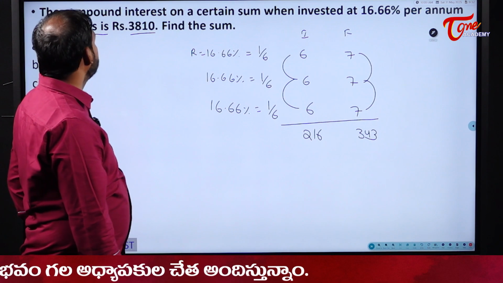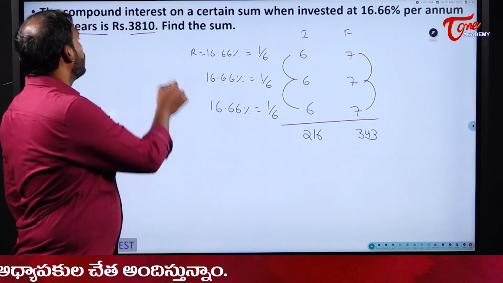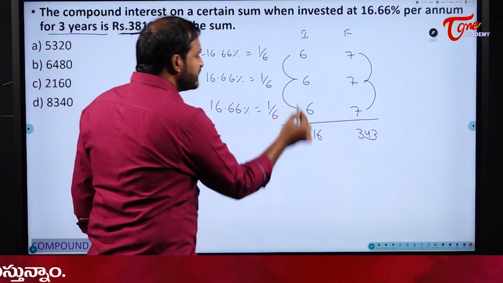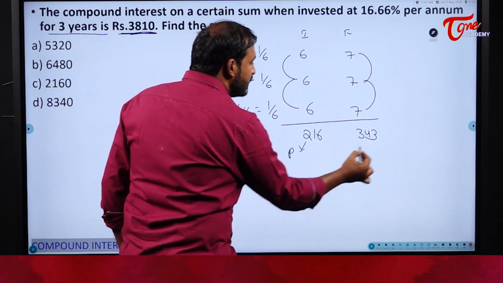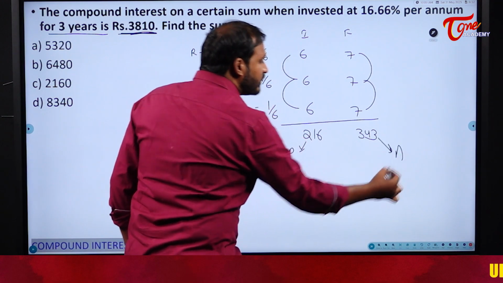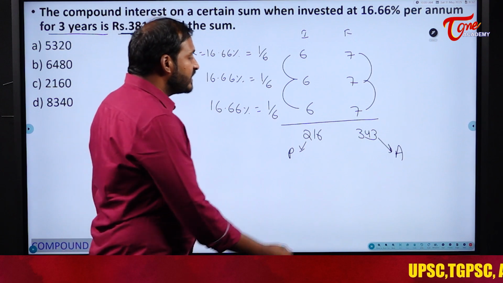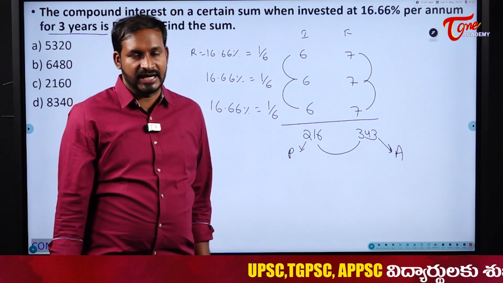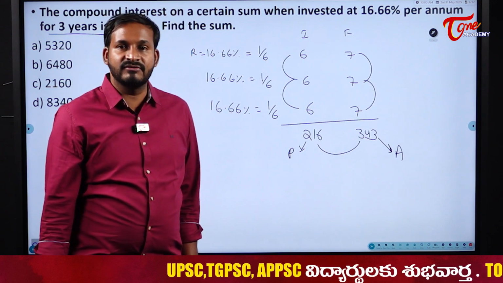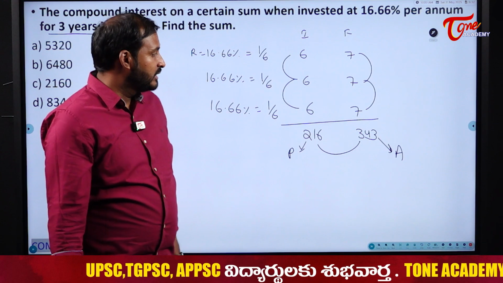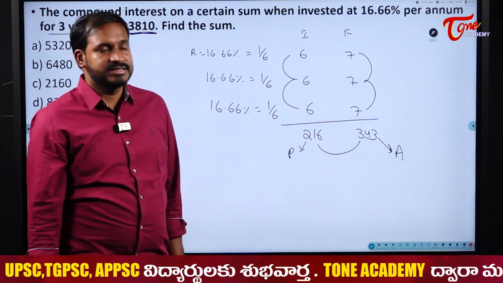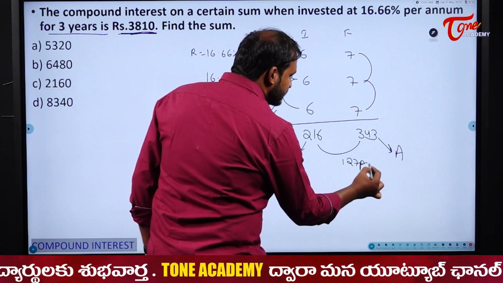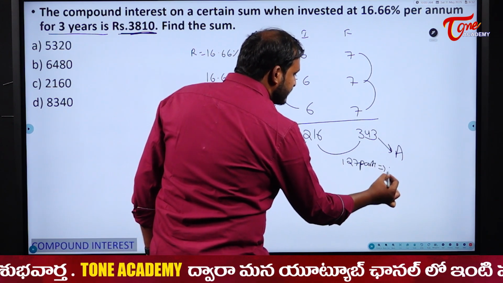Now, what are they telling? The compound interest is how much here? 3810. See, initial means what? Principal. Final means what? Amount. Am I correct? What is the difference between these two here, students? 300 minus 200 is 100. 343 minus 216, what is it? 127. So that means 127 parts is our interest in this case.